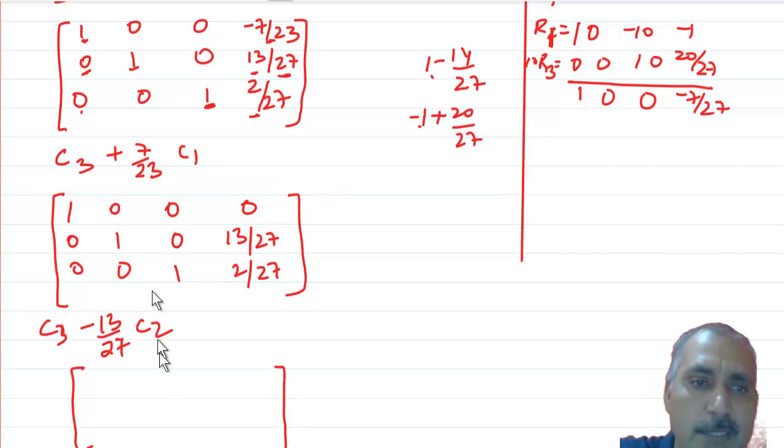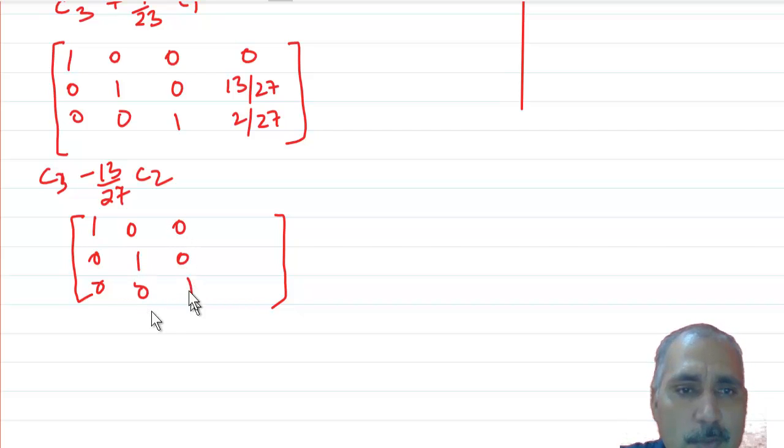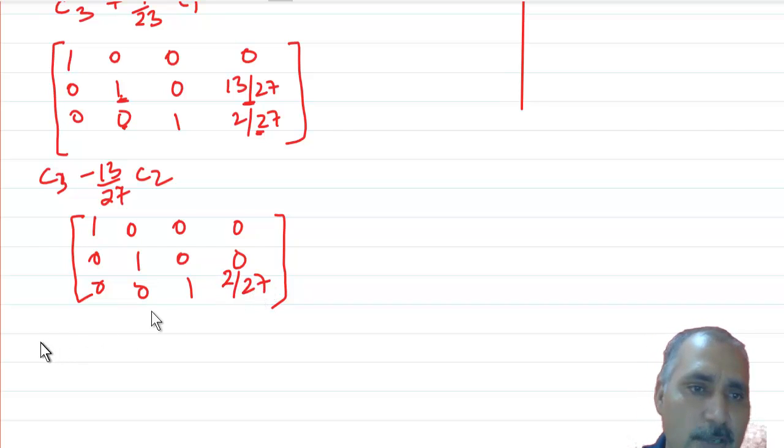Now this time again C3 is changing, so C1 and C2 will remain as they are. So we will copy paste that: 1, 0, 0, 0, 1, 0, 0, 0, 1, and this time this is already 0. With this we are doing the operation with this one. So if we are multiplying this by 13 upon 27, this will become 13 upon 27. This is again the same thing, we will subtract, it will become 0. And here this is 0, so it will not have an impact on this one, so it will remain as it is, 2 by 27. The next operation is C3 minus, we are going to use this one now.